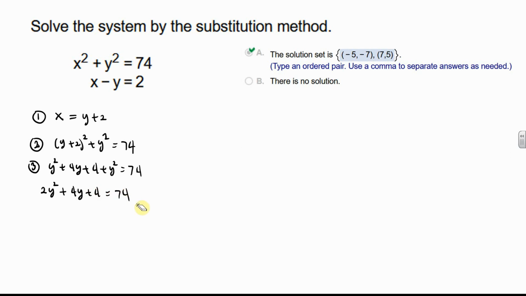Since they all have a common factor, you can factor here, but you've got to get everything equal to 0 because it's a quadratic. So let's subtract the 74 on both sides. I have 2y squared plus 4y minus 70 is equal to 0. I have a common factor of 2, so just divide everything by 2. So I get y squared plus 2y minus 35. Make the numbers small. Make it light on yourself. That's what I do. Now factor.